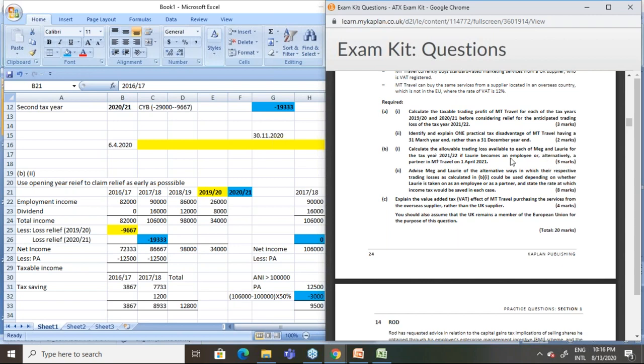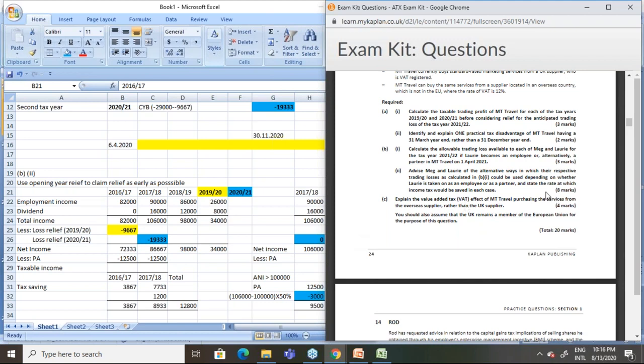Calculate the allowable trading loss available to each of Meg and Laurie for the tax year 21/22 if Laurie becomes an employee or alternatively a partner in MT Travel. Advise Meg and Laurie of the alternative ways in which their respective trading losses, as calculated in B Roman 1, could be used depending on whether Laurie is taken on as an employee or as a partner, and state the rate at which income tax would be saved in each case.